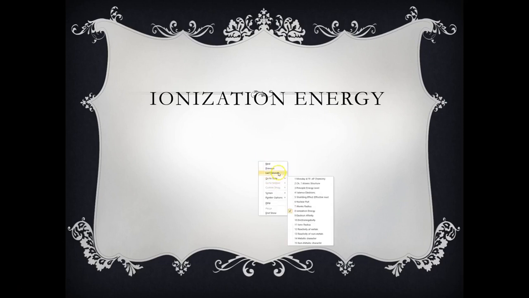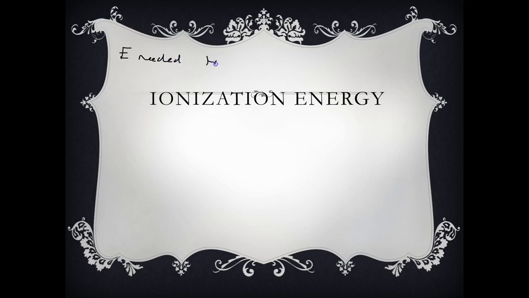Ionization energy. Ionization energy is the energy required to remove an electron. So take a neutral atom and zap it and remove one of the electrons. The energy required to do that is called ionization energy, and it's usually kilojoules per mole.